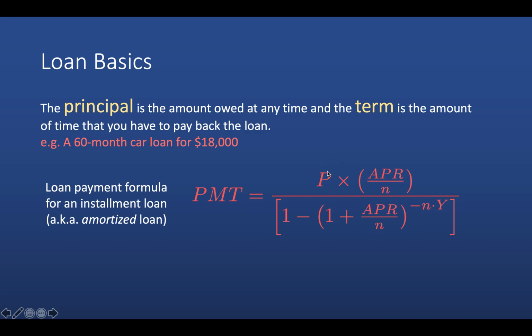So you plug in what you owe, the interest rate, 12 for the 12 payments per year, and Y is the number of years that you have to pay it back. So if it was a 60-month car loan, you'd have to put Y equals 5. You'd plug all those things in, and the formula would tell you what your monthly payment would be.